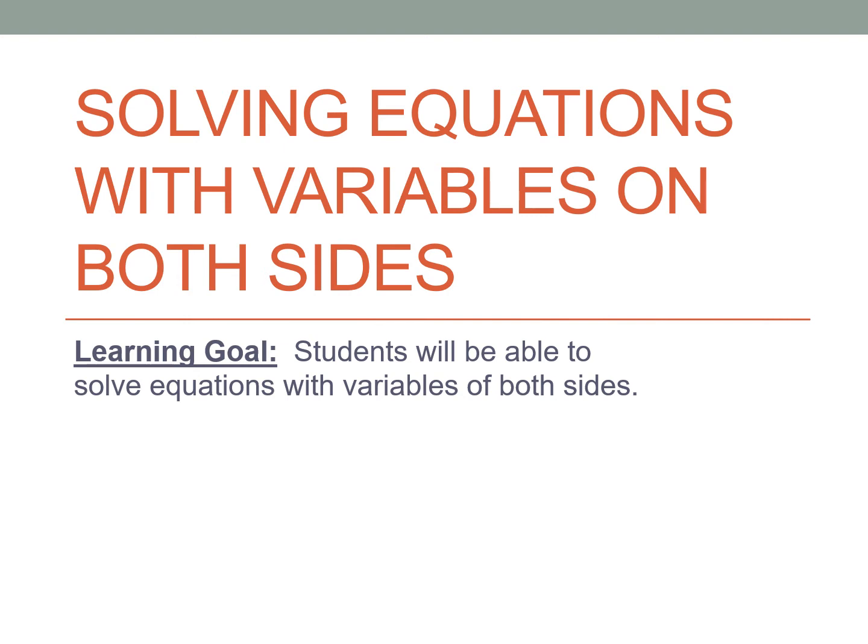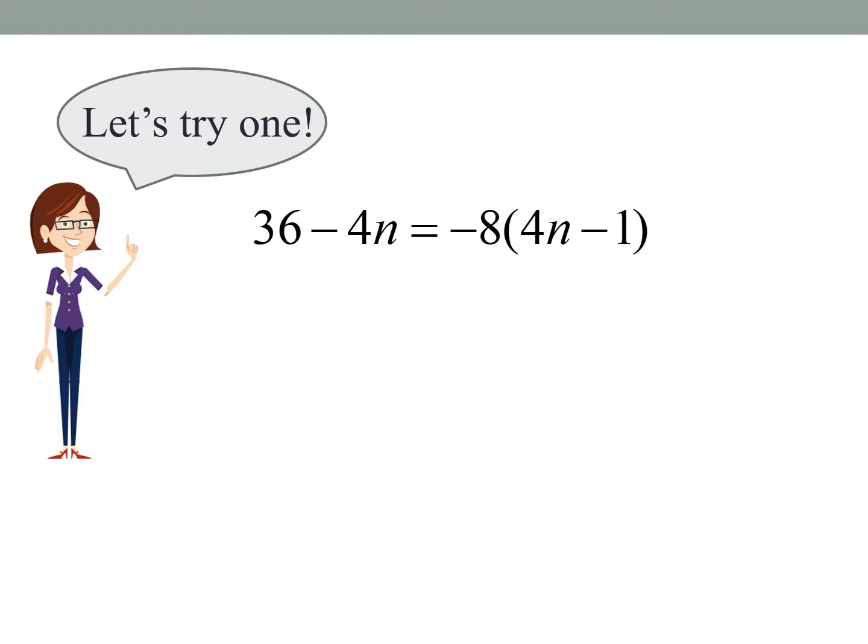Today we're going to solve equations with variables on both sides. All right, let's try one. So here we have an equation, 36 minus 4n equals negative 8 times the quantity 4n minus 1.